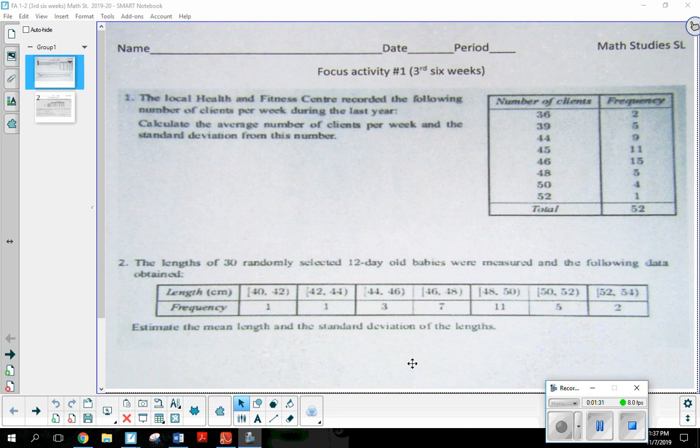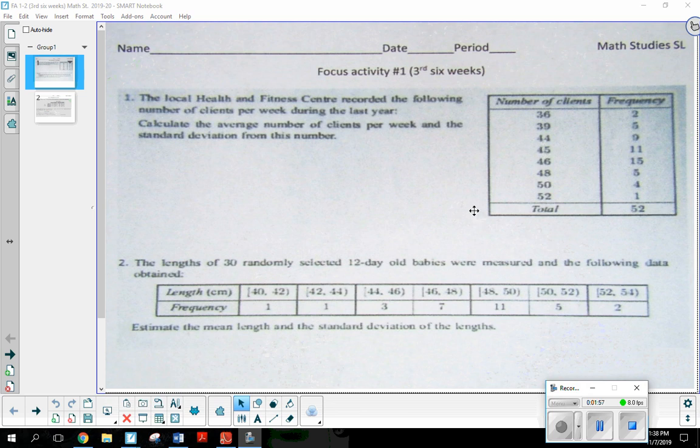So they're giving me a frequency list here. Jacob, would you get that, please? Thank you, sir. And what I want to do is figure out the standard deviation and the average of these values. So if you were to generate the entire set, the frequency of 36 is 2, so it would be 36, 36, then 5 39s, 9 44s, and so on.